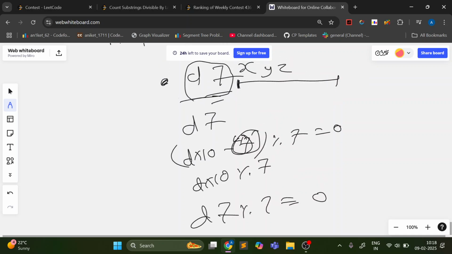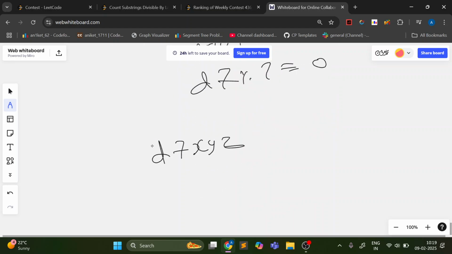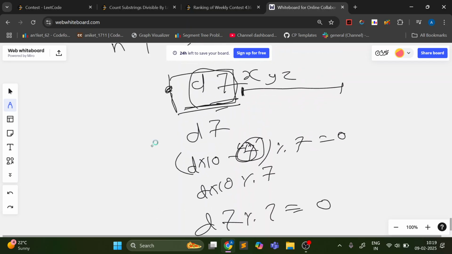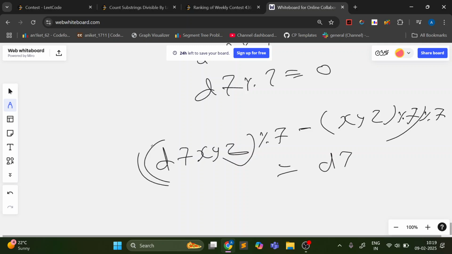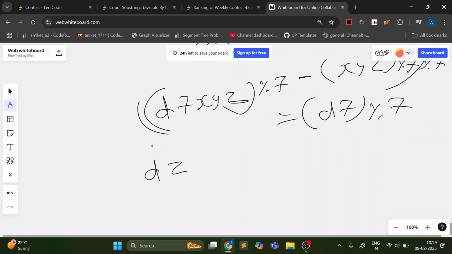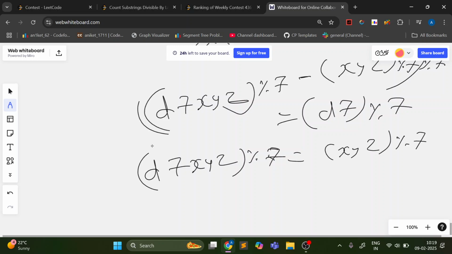Instead of this we can just say that d7 mod 7 is 0. So if this number formed by this substring is divisible by 7, then d7xyz, so this is the suffix number, this suffix number mod 7 minus xyz mod 7, and its whole mod 7 would be equal to d7 mod 7. Now d7 mod 7 is 0, so what we need here is d7xyz mod 7 should be equal to xyz mod 7. Now d7xyz and xyz both are suffix numbers.